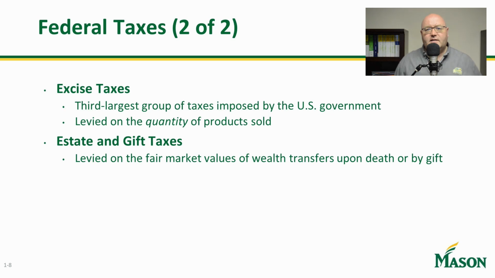All right. Excise tax, the third largest group. This used to be the number one, believe it or not. We used to do a lot of export taxes, a lot of excise taxes, and it is levied on the quantity of products sold. For example, you may get an excise tax on barrels of whiskey, barrels of wine, heads of cheese or pallets of cheese. I'm trying to think of some large units, but you may have that excise tax that takes place.